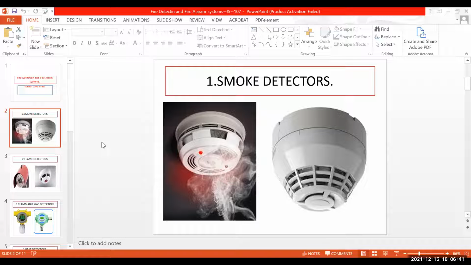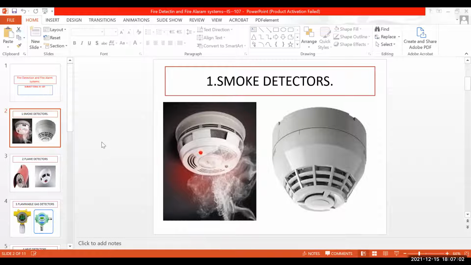The common one is the smoke alarm detectors, which we'll be using in the offices, malls, commercial buildings, industrial offices, industrial constructed buildings, and everywhere. The smoke detectors.